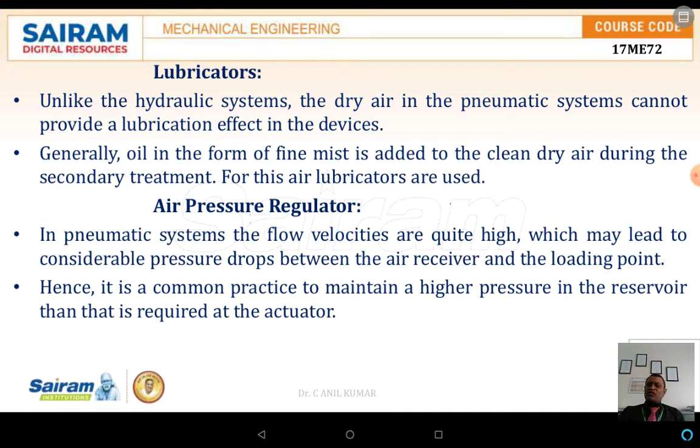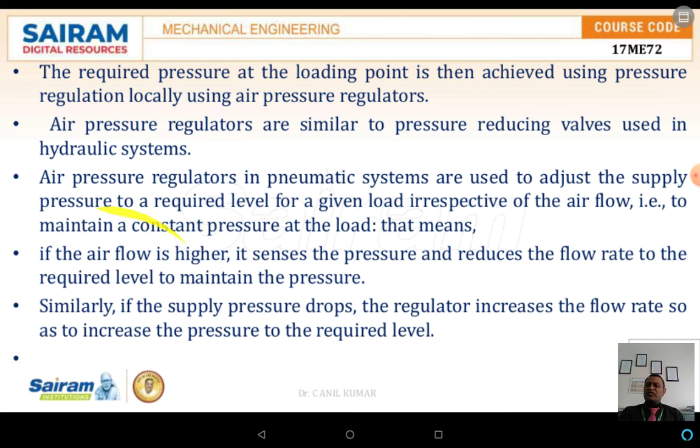DCV valves and also the actuators, or before the DCV valves also the air regulators can be used. The required pressure at the loading point is then achieved using a pressure regulator locally. The air pressure regulators are similar to pressure reducing valves used in hydraulic systems.